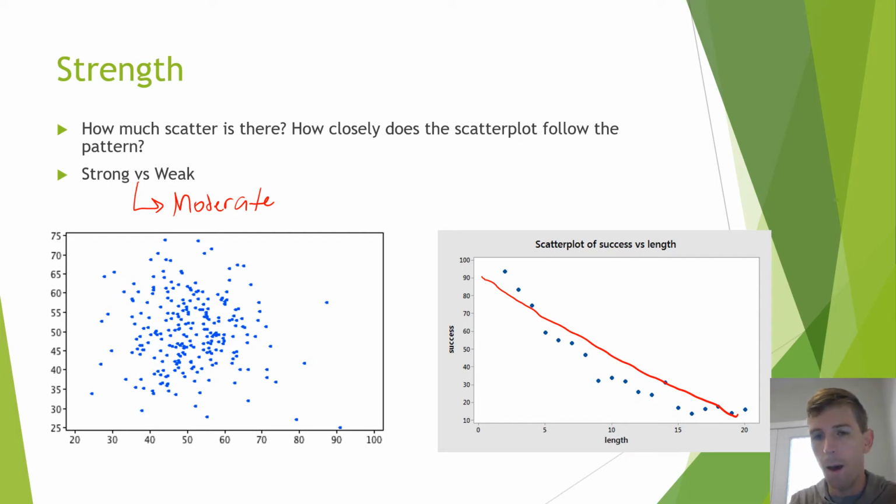Okay, there's not a ton of scatter along the line. Most of the points follow that general pattern. Over here, this is very weak. We don't really have any relationship going on at all. And we'll go into more detail on how to make that judgment call in a few slides here.